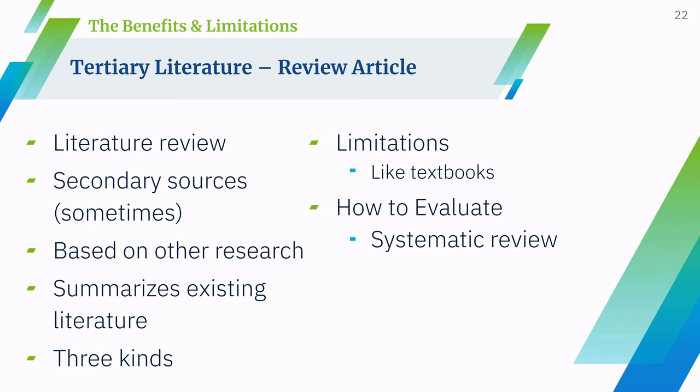Review articles, sometimes called literature reviews or secondary sources, synthesize or analyze research already conducted in primary sources. They generally summarize the current state of research on a given topic. A review article or review paper is based on other published articles. It does not report original research. Review articles generally summarize the existing literature on a topic in an attempt to explain the current state of understanding on the topic. Review articles can be of three kinds, which we will study in detail in the next lectures.